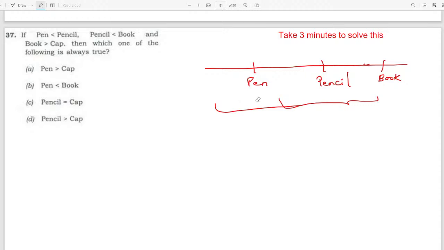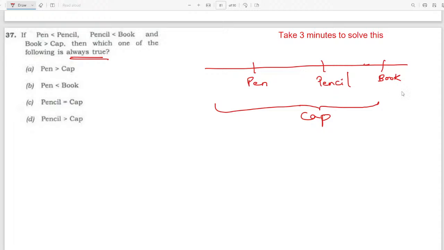We don't know where exactly the cap is, but we know that it is somewhere before book. This is cap. So we don't know the relation between cap and pen or cap and pencil. We only know that cap is less than book, or book is greater than cap. They are saying which of the following is always true. It should be always true.